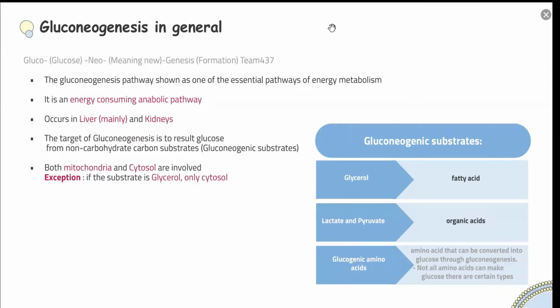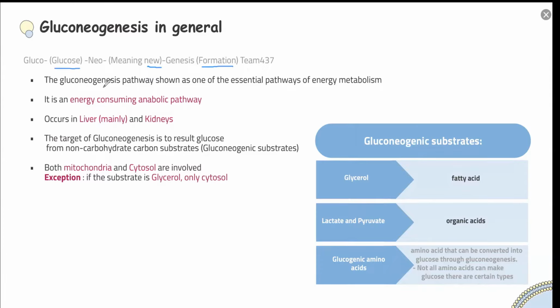So what is gluconeogenesis? Gluconeogenesis, the word gluco means glucose, neo means new, and then genesis means formation. So it means that gluconeogenesis is the formation of new glucose.